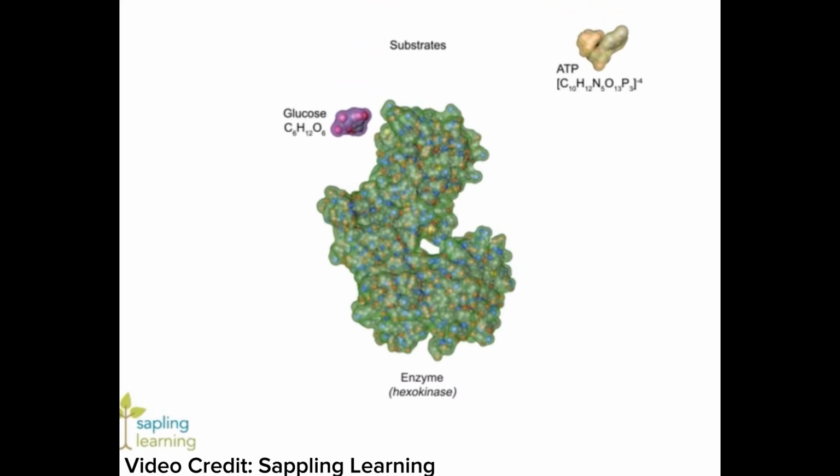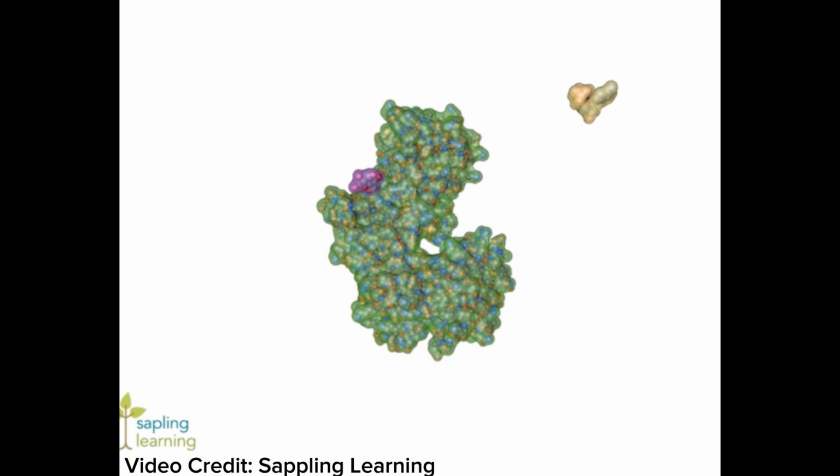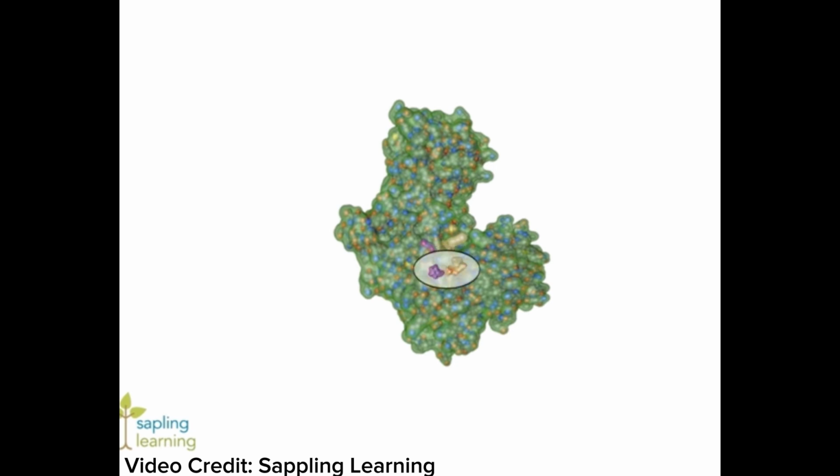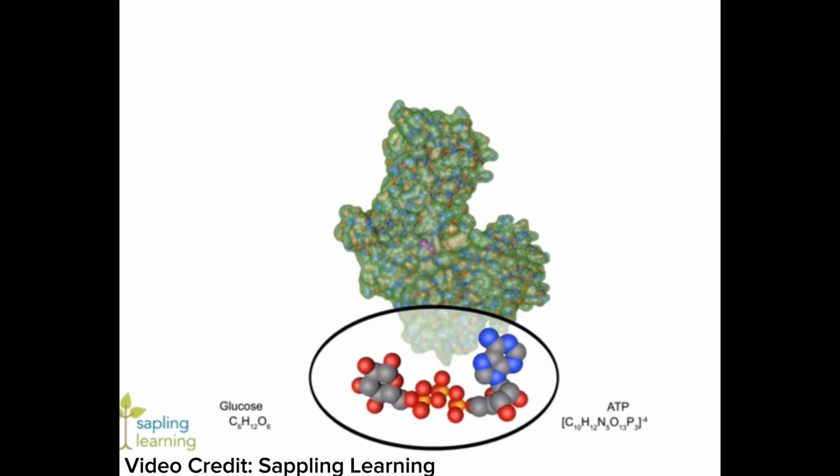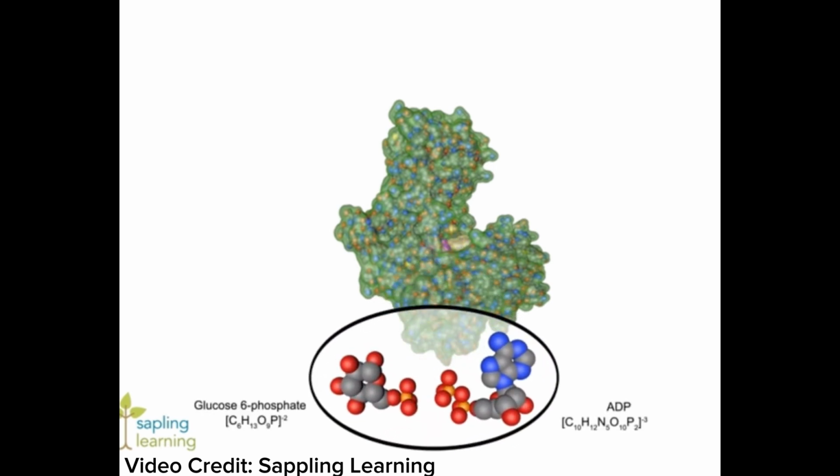Here's a more realistic example where a hexokinase enzyme catalyzes the phosphorylation, or addition of a phosphate group, to a glucose molecule. Notice how the enzyme does not undergo any permanent chemical change.